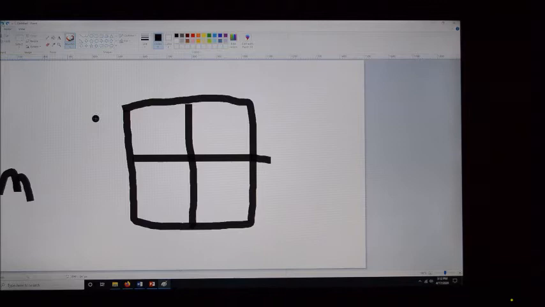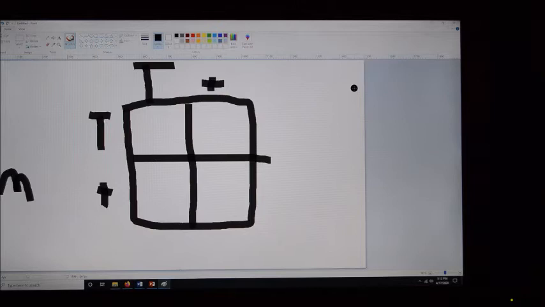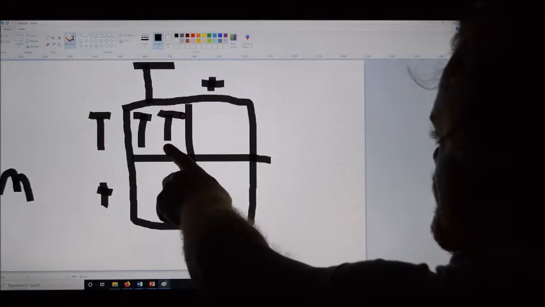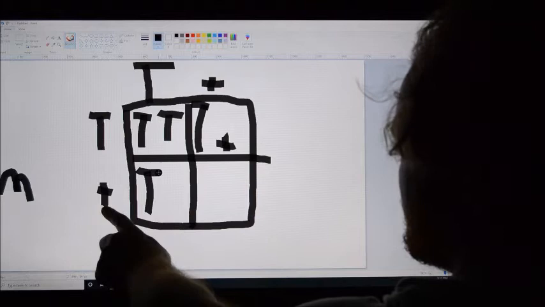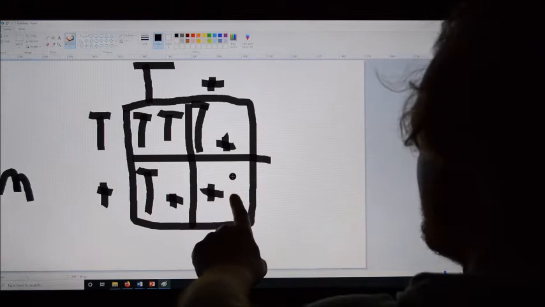That would mean that mom has a big T and a little T, and the dad has a big T and a little T, because these are the offspring of the previous generation. This would be an F2 cross. So what we do is we got a big T there and a big T there. There's one. Got a big T there, big T, and a little T there. There's a little T. Big T there and a little T there and a little T there and a little T there. So what do we end up with?